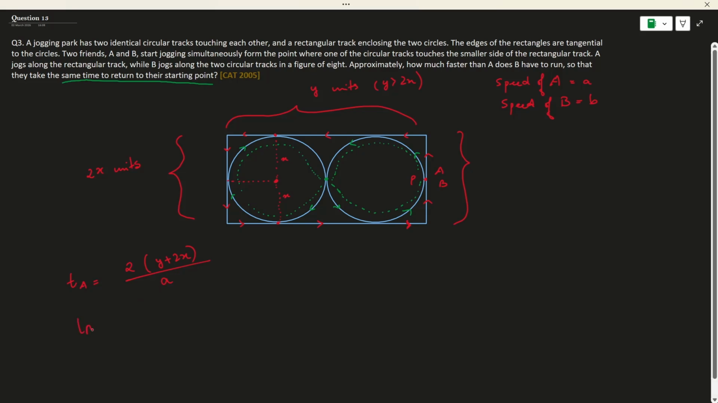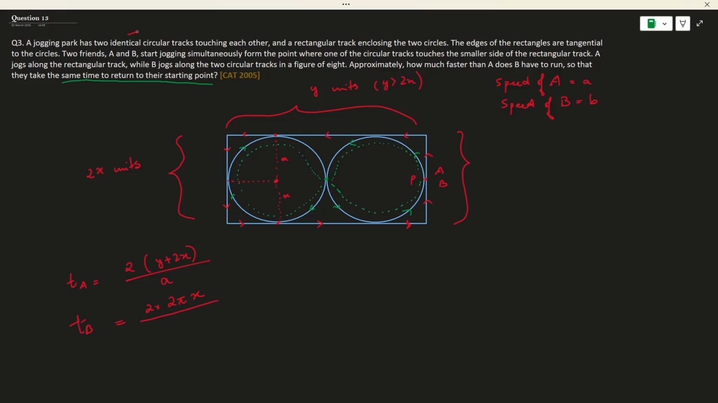What is the time taken by B? Total distance traveled by B. What is the total distance traveled? Total distance traveled by B is the circumference of the two circles. Circumference is 2 pi r, which is the circumference of one circle. So the circumference of two circles will be 2 into 2 pi r. The radius of each circle is x, so 2 pi x.